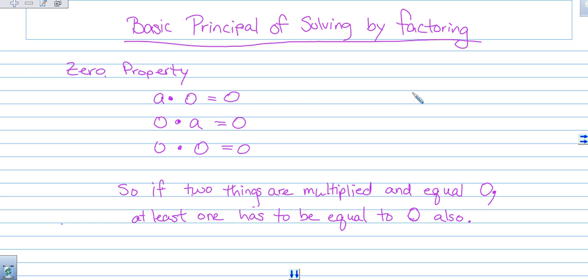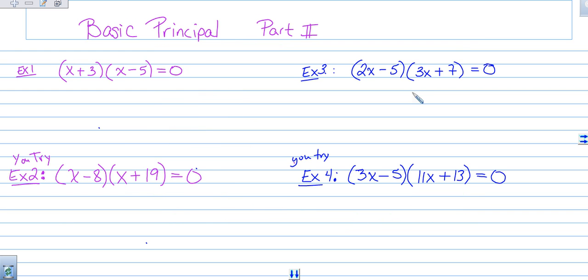A basic principle of solving by factoring is using the zero property. Okay? A times 0 equals 0, 0 times A equals 0, and 0 times 0 equals 0. Basically, it's saying that if you have things that are multiplied together and they equal 0, at least one of these has to be 0 also. So, let's look at the first basic concept that you have to understand about solving by factoring.